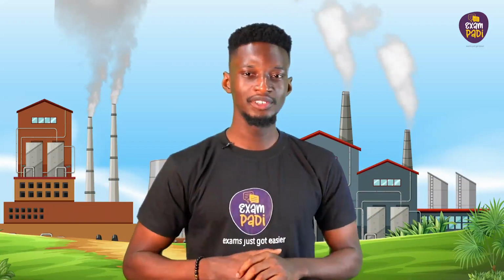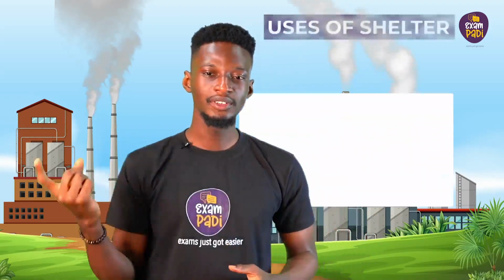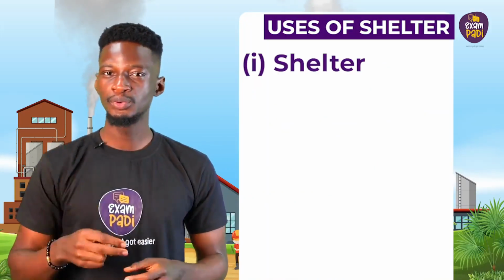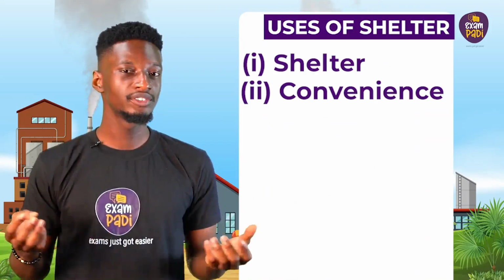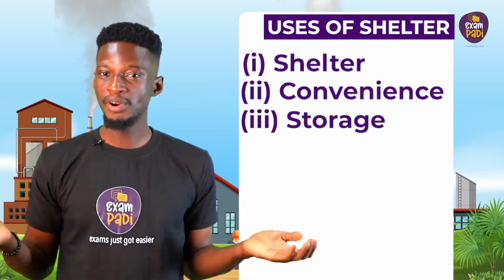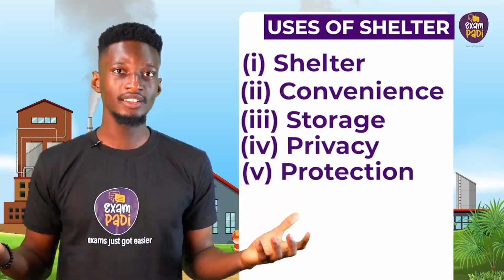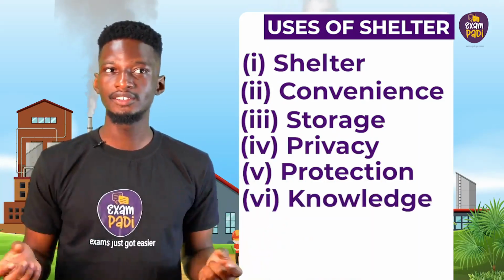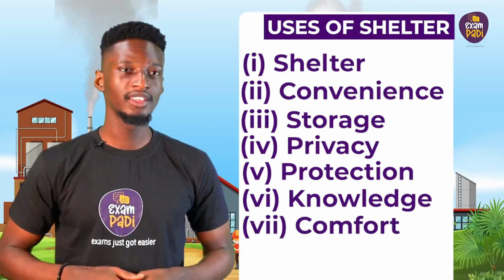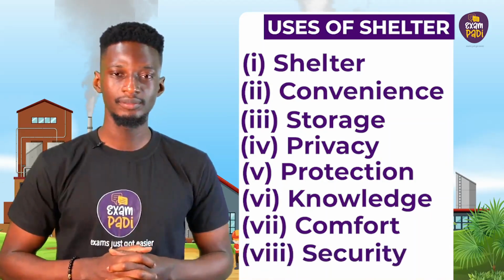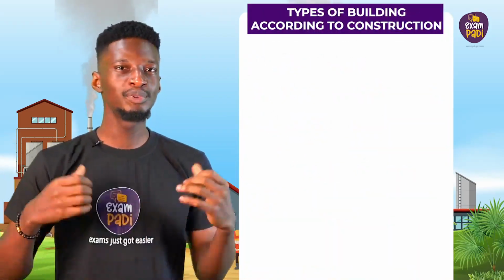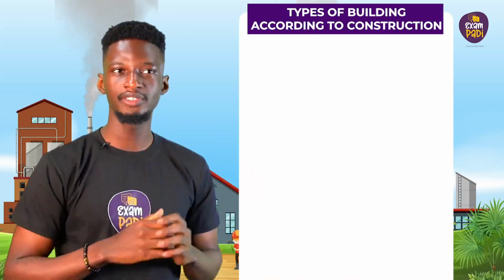What are the uses of buildings? Buildings are used for the following purposes: 1. Shelter. 2. Convenience. 3. Storage. 4. Privacy. 5. Protection. 6. Knowledge. 7. Comfort. 8. Security. Buildings are of many types and could be for commercial or residential purposes.